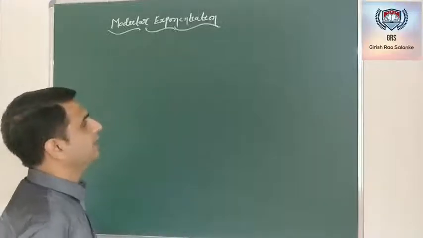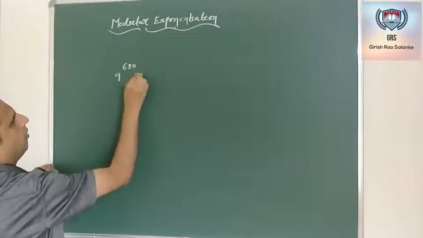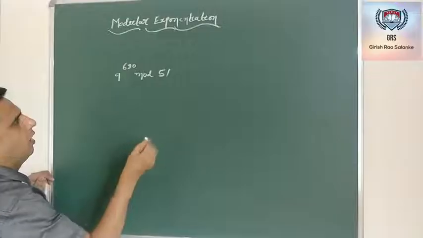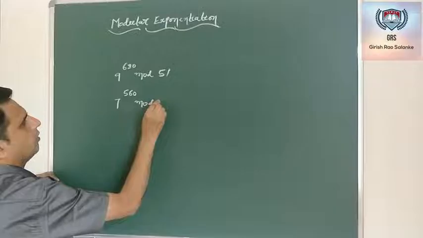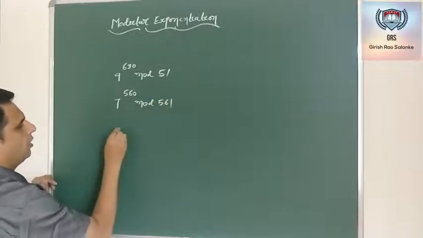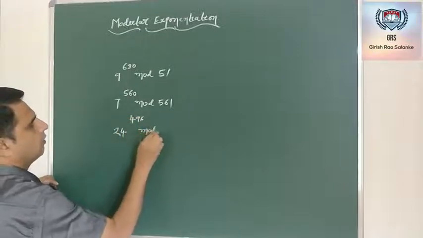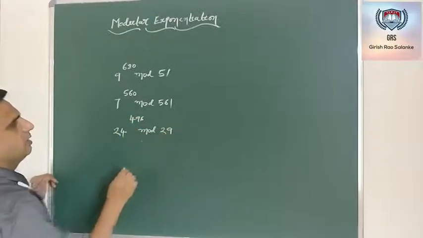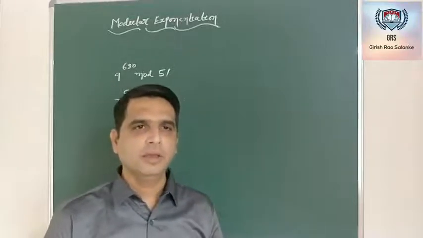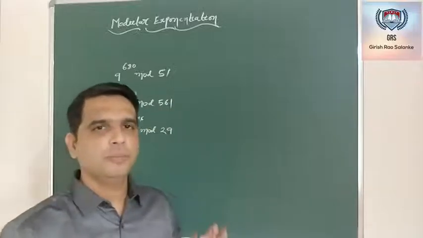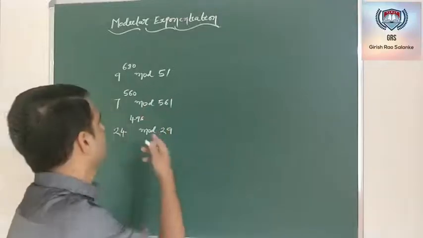we need to calculate values such as 9 to the power of 680 mod 51, or 7 to the power of 560 mod 561, or 24 to the power of 496 mod 29, something like this. Now in this case, even with the help of a calculator, it is quite difficult and challenging to compute this value. We generally do a lot of calculations to find this value.